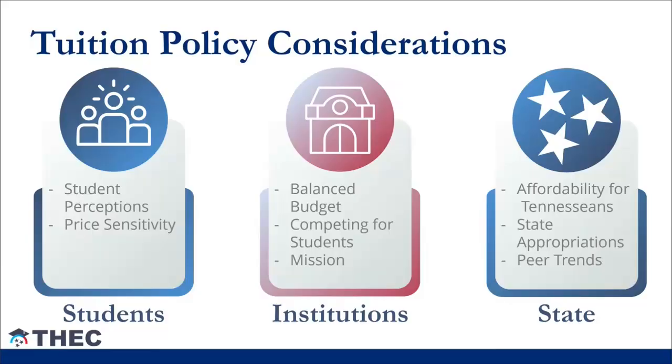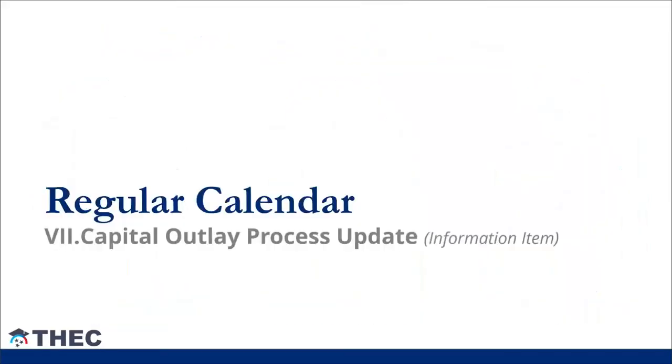Some of the considerations we're making outside of the model. So of course, for our students, we're sensitive to student perceptions. This has been a major topic, especially in the last couple of years. How do students feel about higher education? How does that relate to what you can charge in tuition, price sensitivity for our institutions, balancing the budget, competing for students, fulfilling their mission? And finally, some of those state considerations, affordability being the top one, and then state appropriations, peer trends. What are other states doing? How are they handling this? I'll pause there for questions or comments on the tuition model.